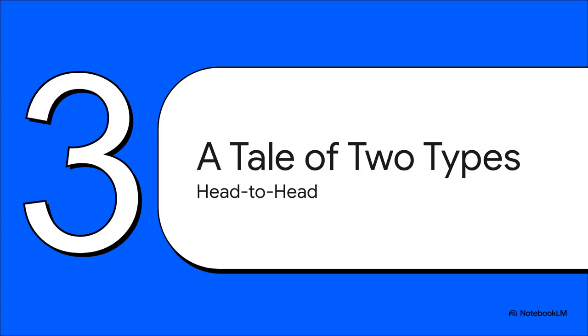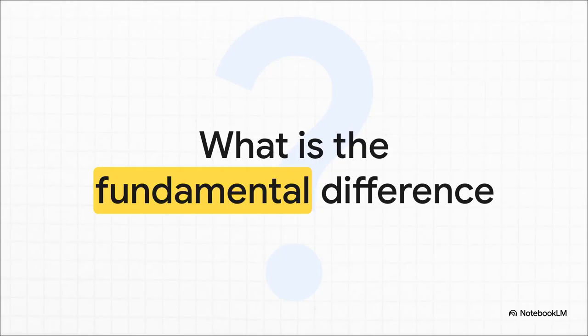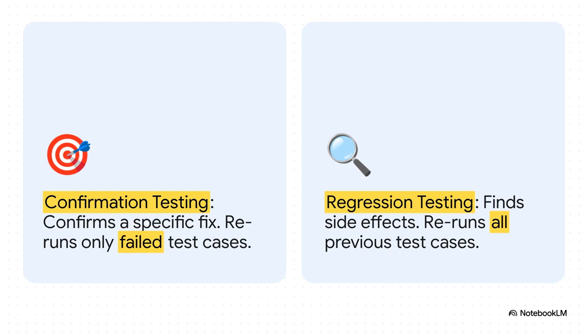Okay, so we've met our two main characters. We know what they do. Now, let's put them side by side. This is where it all comes together, where we can really see how their different jobs fit together perfectly. This is it. The million-dollar question we've been building up to. If we strip everything else away, what truly, fundamentally, separates these two types of testing? Let's break it down. And here we go.